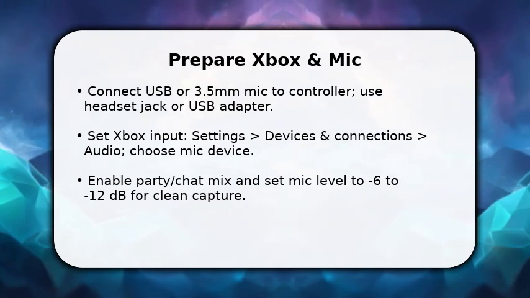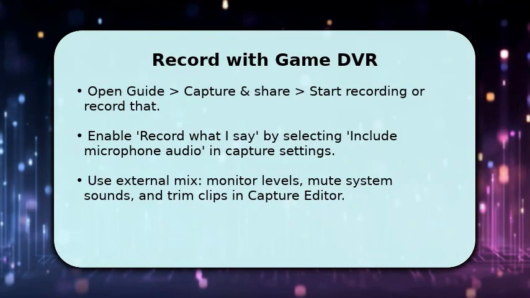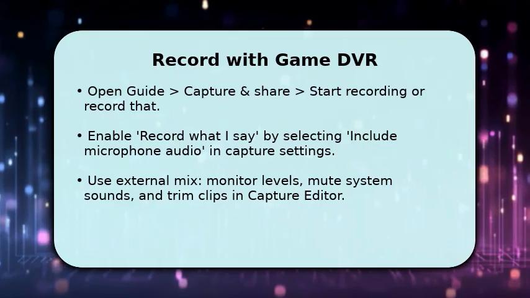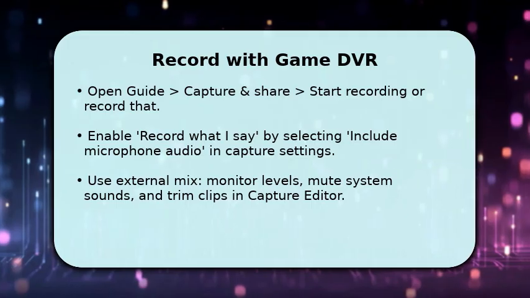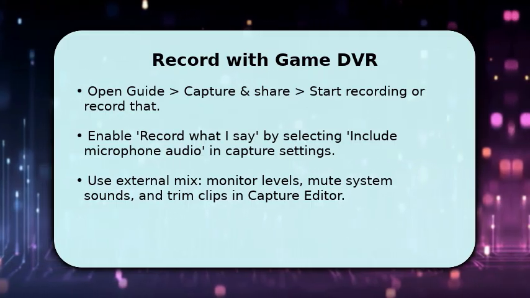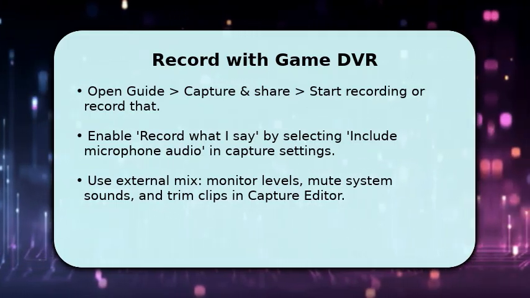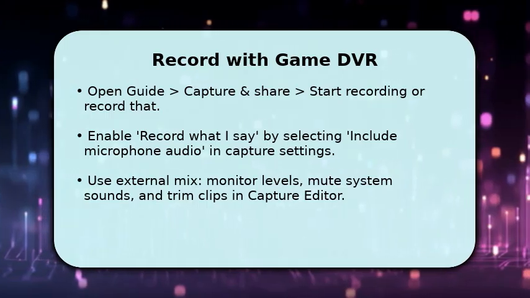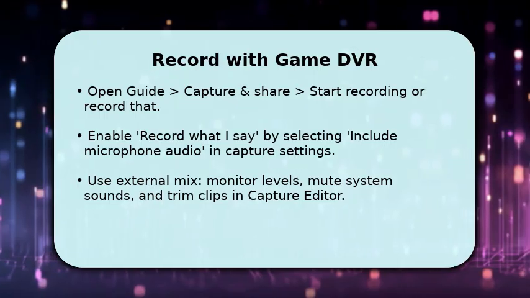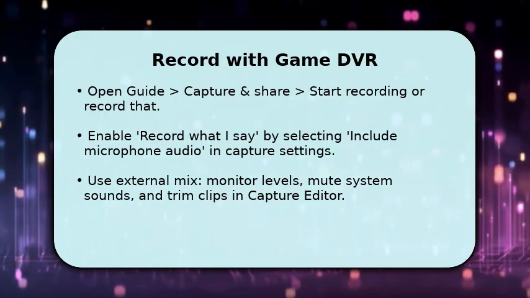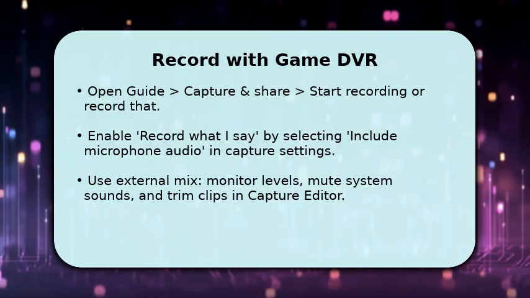Now record using the guide. Press the Xbox button, go to Capture and Share, and start recording or use Record That for recent clips. Make sure you enable the option to include microphone audio in capture settings so your voice is embedded. If you need cleaner audio, use an external mixer or headset monitoring to set levels while recording. This gives consistent volume and reduces background noise.